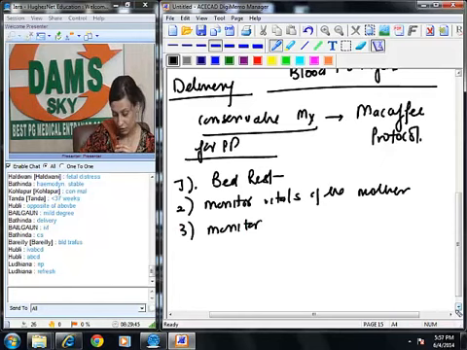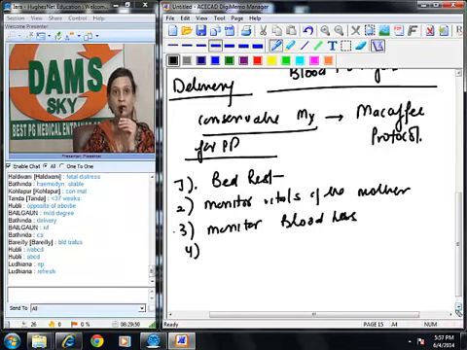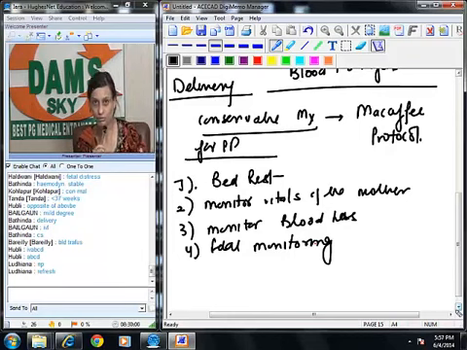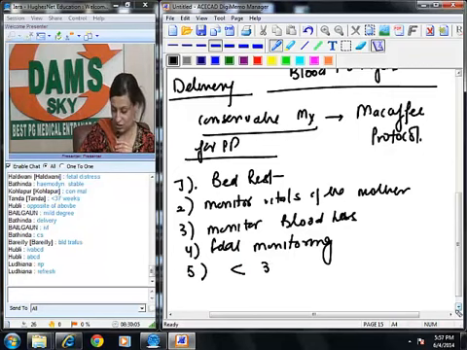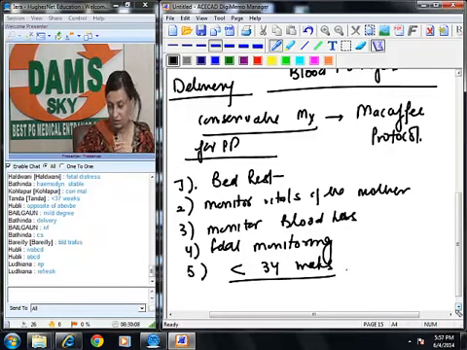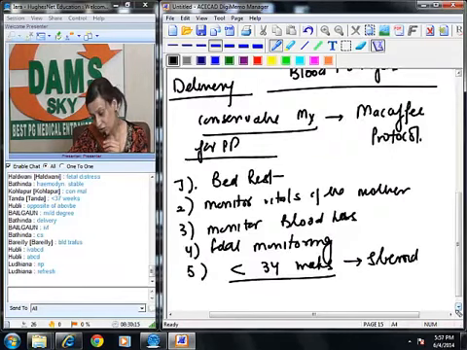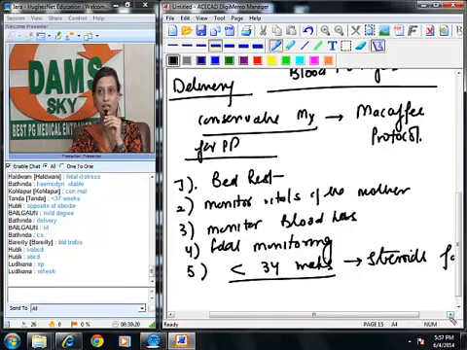We monitor the blood loss. We do fetal monitoring, by which we mean that we are going to keep a close watch on the fetal heart sounds, that they are normal and there is no distress. If the patient is less than 34 weeks, then we do need to give what? Steroids. So we do need to give steroids, and we give them for fetal lung maturity.